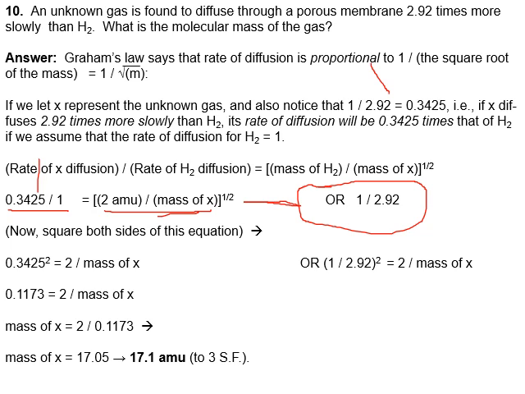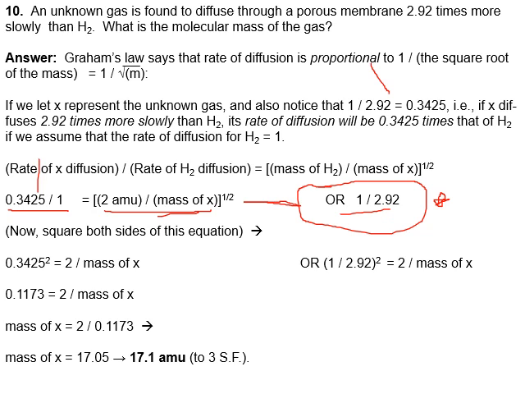This one's a little confusing. Anyway, you can do it either way. The way I did it over here on the right might be easier for you to see, so let's do it that way. Just assuming that you understand how we set this up: the square root of the mass of the H2 over the unknown mass equals 1 over 2.92. That's what we'd have if we used this thing over here on the right.